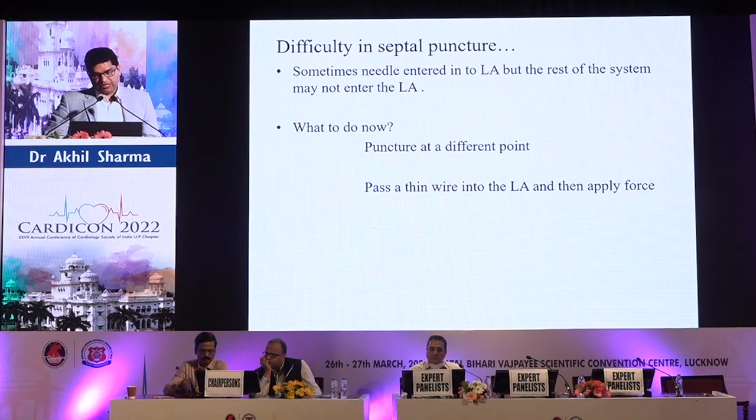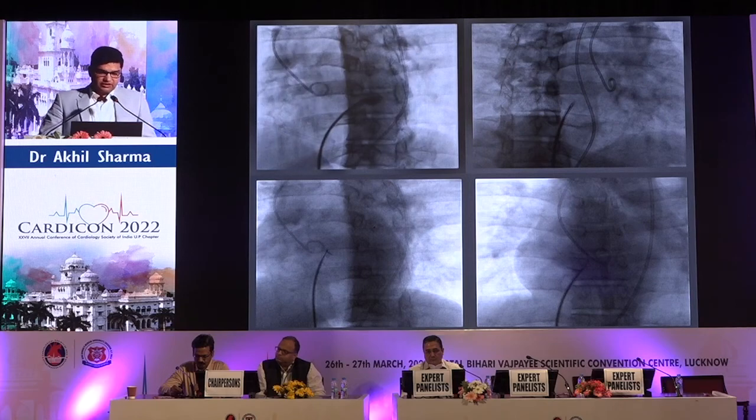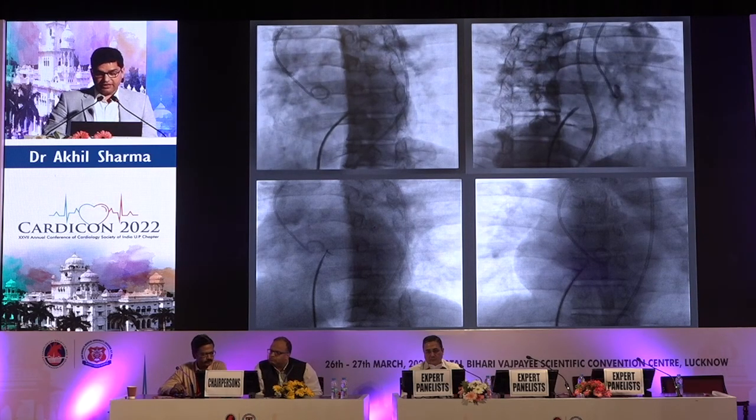The second problem is how we can manage a patient with difficulty in septal puncture. We can go for the another side of puncture. It's really difficult. No one ideally does this. Another thing is that you can go with another wire in the LA, a pigtail wire, increase your support and then push.